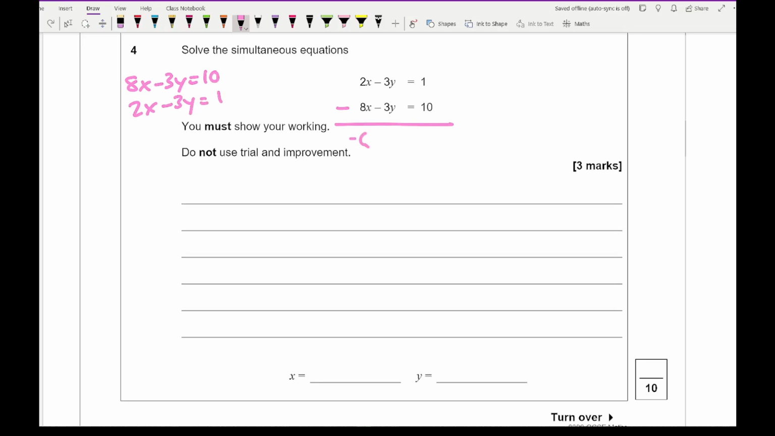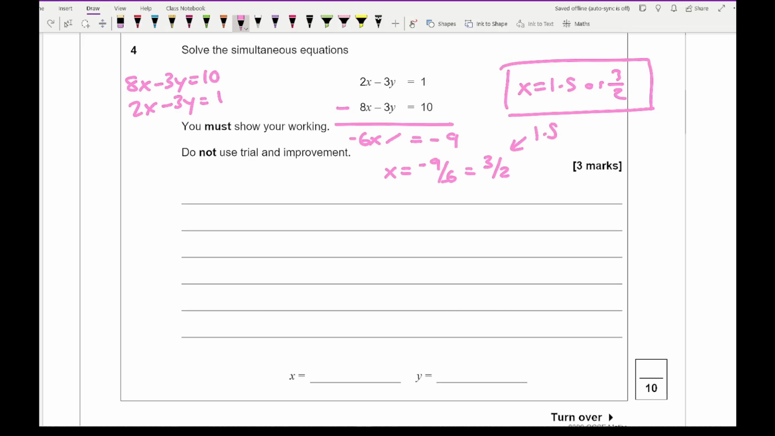So here I end up with minus 6x, the y's cancel out, and here I end up with minus 9. So x is going to equal minus 9 over minus 6, which is 3 over 2, which is 1.5. Again, depending on whether you want to work with fractions or decimals, it's entirely up to you.